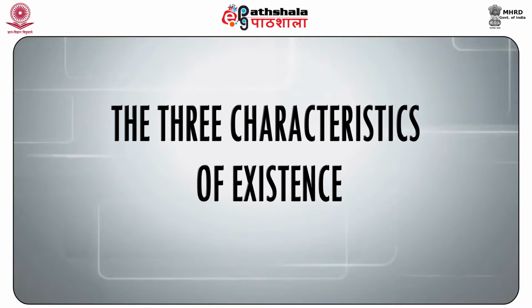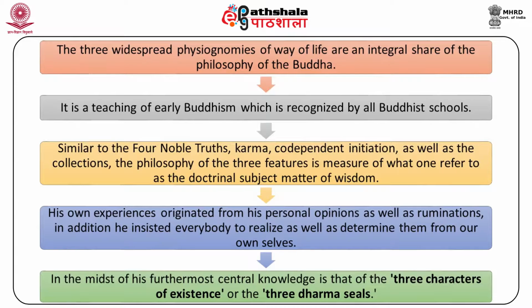The three characteristics of existence. The three universal characteristics of life are an integral part of the philosophy of the Buddha. It is a teaching of early Buddhism which is recognized by all Buddhist schools. Similar to the Four Noble Truths, karma, dependent origination, and the aggregates, the philosophy of the three characteristics is part of what is referred to as the doctrinal subject matter of wisdom. His own experiences originated from his personal opinions and reflections. In addition, he insisted that everybody realize and determine them for themselves.